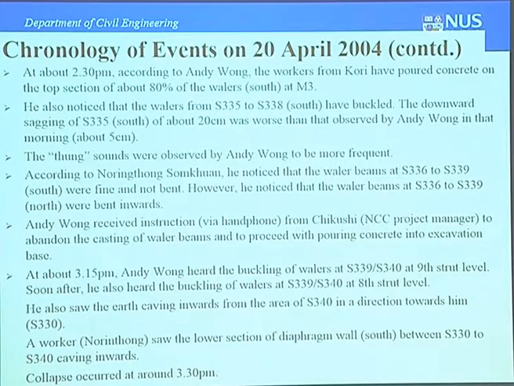Okay, at 2:30, the workers have poured concrete to the top section. He noticed that the whaler have buckled. You see now the whalers are buckling. Okay, the whalers are the thing that sort of line the wall from the struts, right? The downward sagging of 335 south was about 20 centimeters. You know, worse than that observed by someone else in that morning. So 5 cm increase of sag in one morning. You know, and the tongue sounds were getting more frequent. Okay, they were getting more frequent.